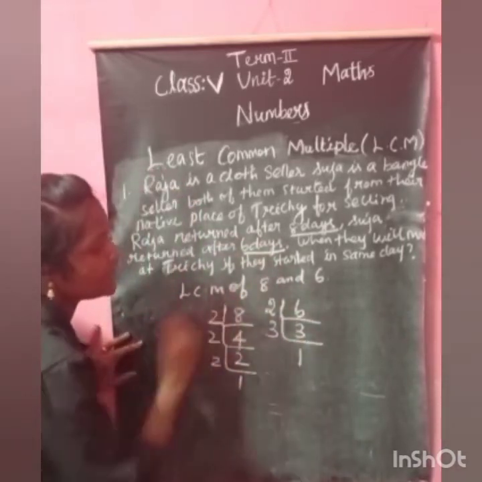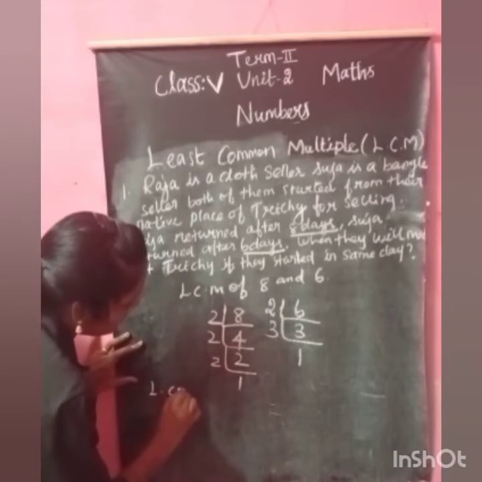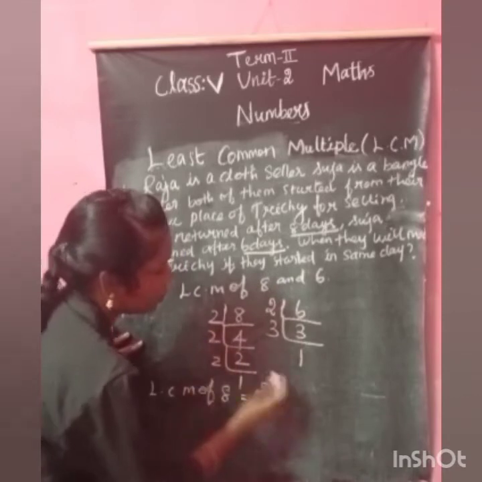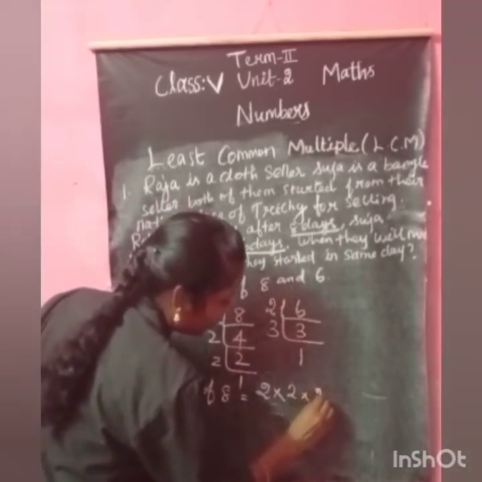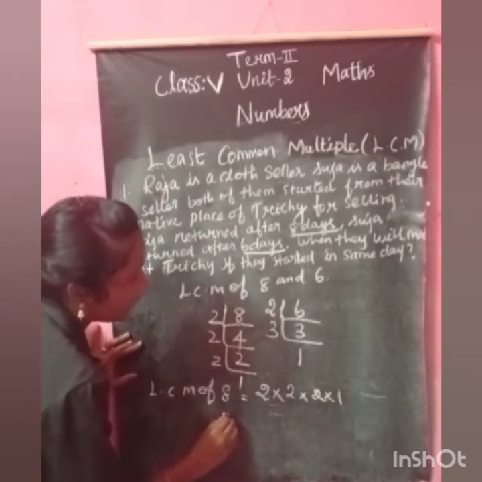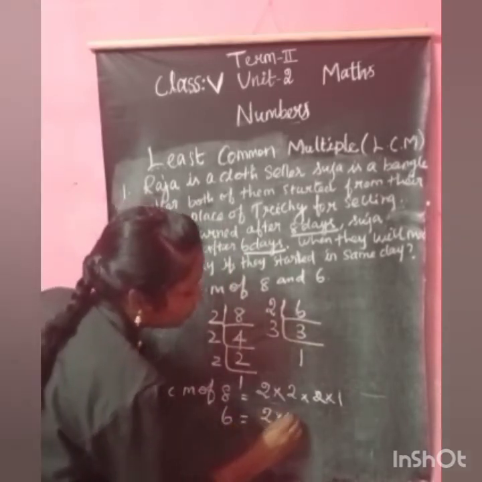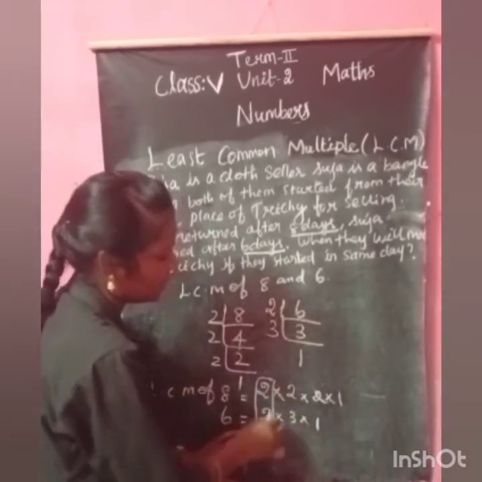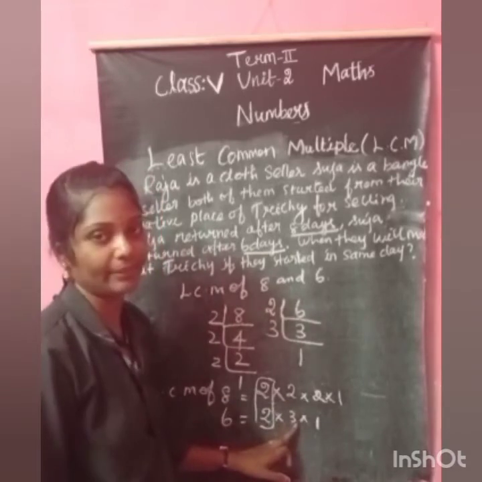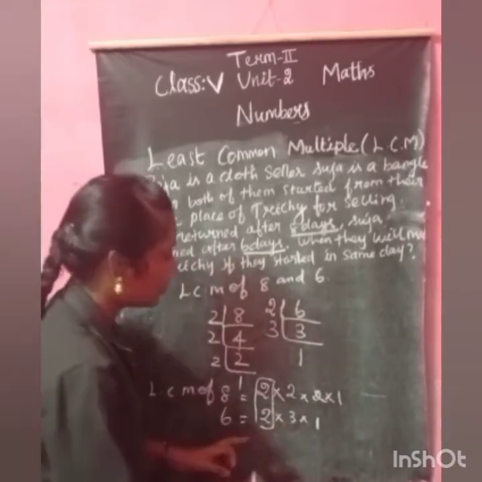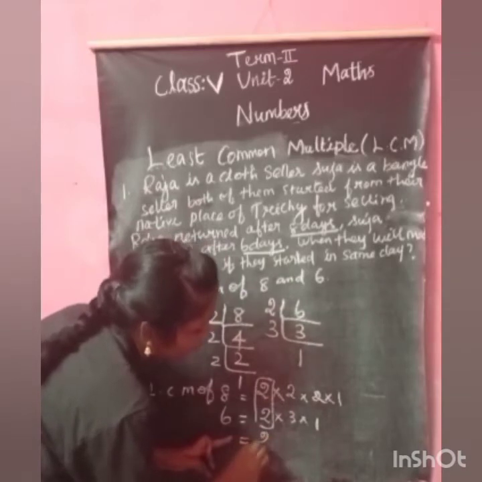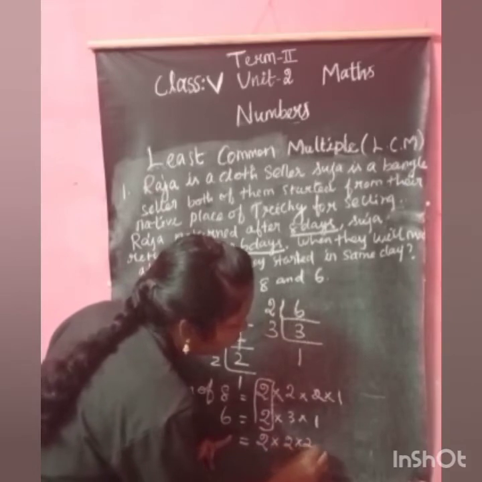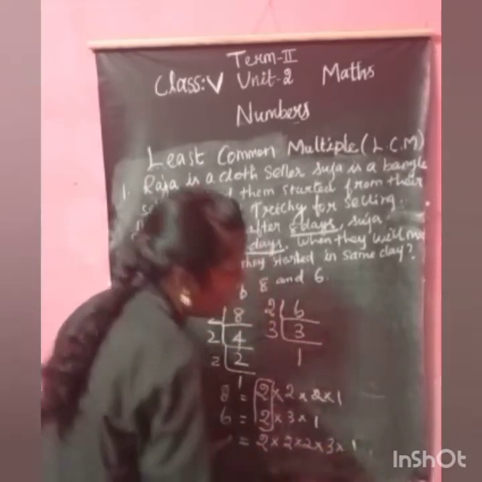Now write the LCM of 8 and 6. Write the factors, children. 8 is 2 into 2 into 2 into 1. Next, write 6: 2 into 3 into 1. So the common factor is 2. Next, here 2, here 3, is that common? No. So write the common factor 2 and write the remaining numbers: 2 into 2 into 3 into 1.